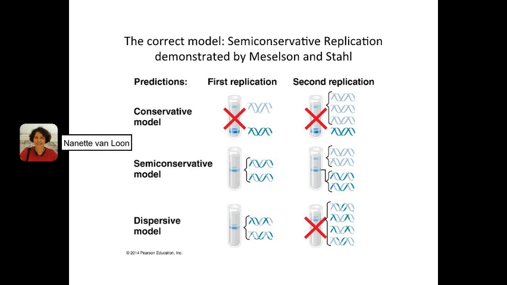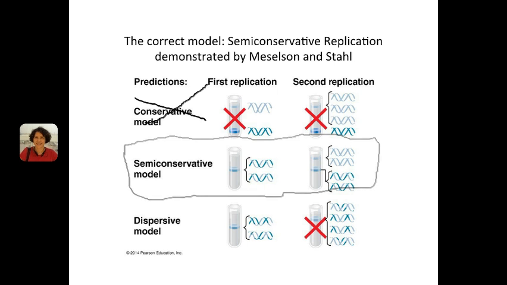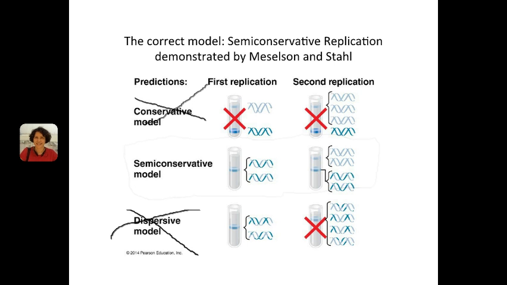Now, without going into the details of the experiment that was done by Meselson and Stahl, we can say that it provided conclusive evidence in favor of the semi-conservative model of DNA replication. It basically supported all of the predictions of the semi-conservative model, and it eliminated both the conservative model and the dispersive model as possible ways in which DNA can replicate.